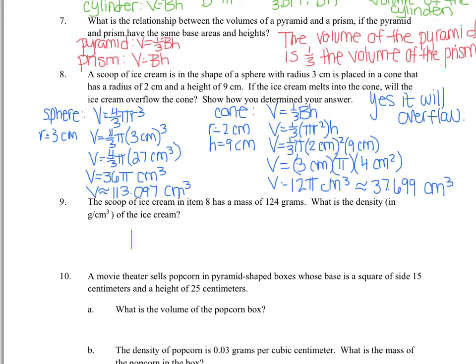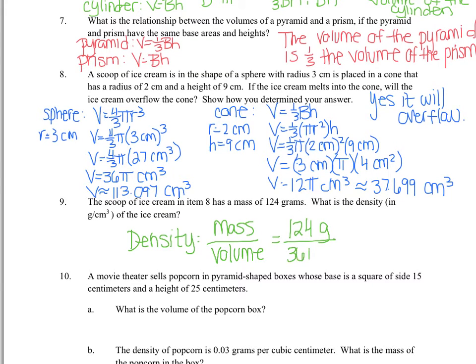Well, the formula for density is mass divided by volume. We're told that it's got a mass of 124 grams and it's got a volume of 36 pi centimeters cubed. It is always best to be as accurate as possible, so rather than putting in your rounded answer of 113.097, you should put in 36 pi. So you should take 124 and divide it by 36 pi.